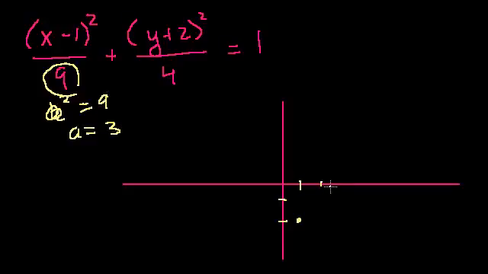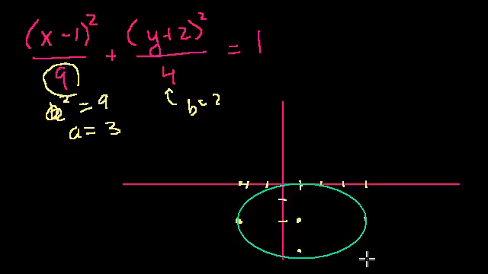So if we go 1, 2, 3, you go there, roughly. And then in the y direction, the semi-minor radius is going to be the square root of 4. So b is equal to 2. So you go up 2, then you go down 2. And this ellipse is going to look something like this. Fair enough. And what we want to do is find out the coordinates of the focal points.